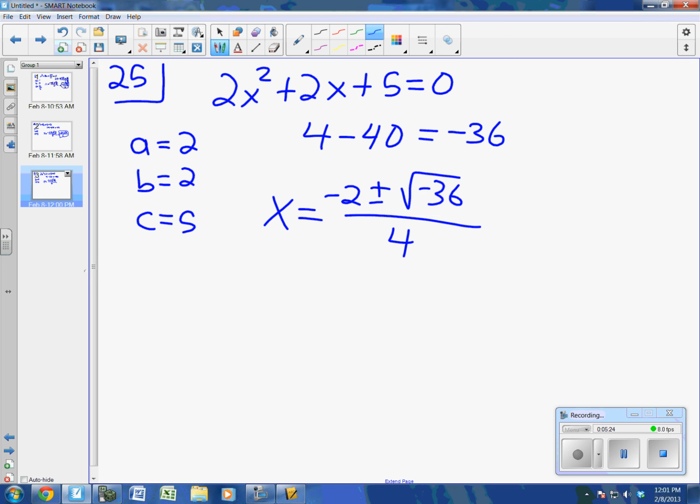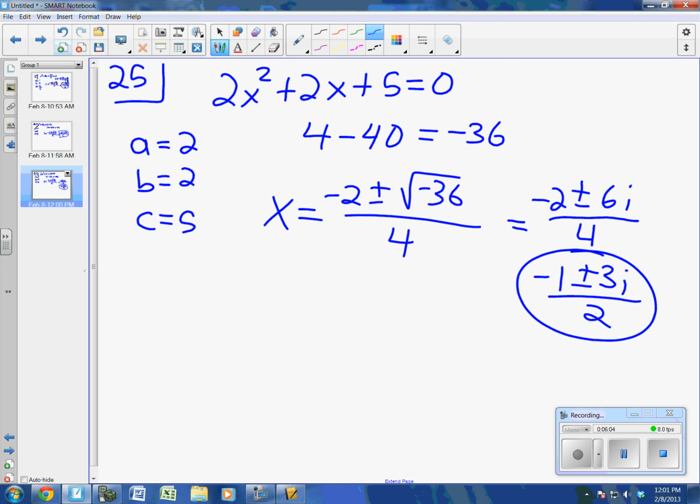4. Now, I got a lot of you guys asking me questions on this, and I remember the other day. 36. What do we know about 36? It's a perfect square. So what's the square root of 36? And we also have a negative, so we have a square root of negative 1, which is I. So we're just going to write it as negative 2 plus or minus what? 6i over 4. Yes, we can simplify that further, right? 2, 6, and 4 are all divisible by what? 2. So we can factor 2 out of the top and the bottom and cancel them out. So that's going to leave us with what? Negative 1.